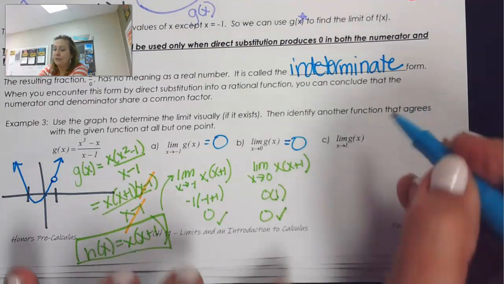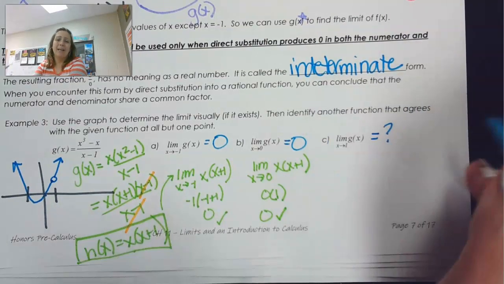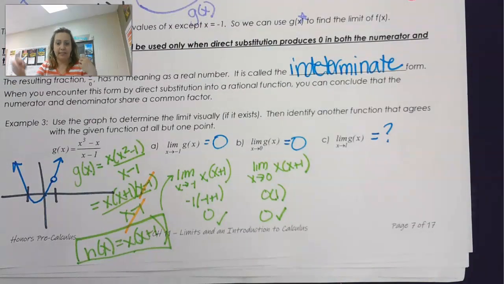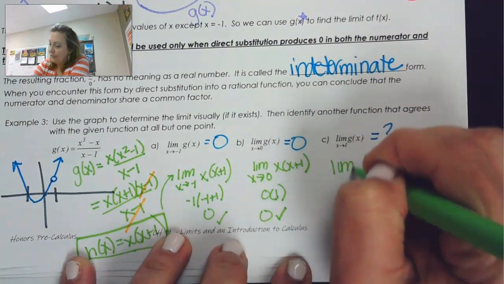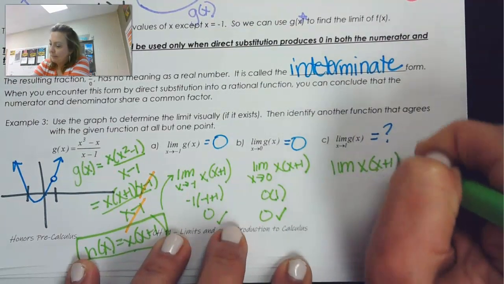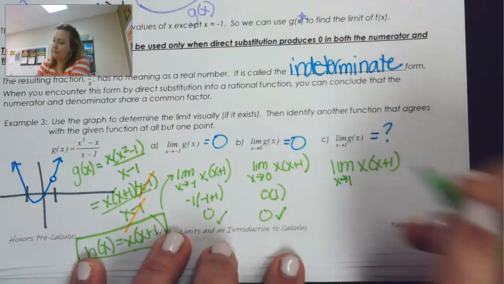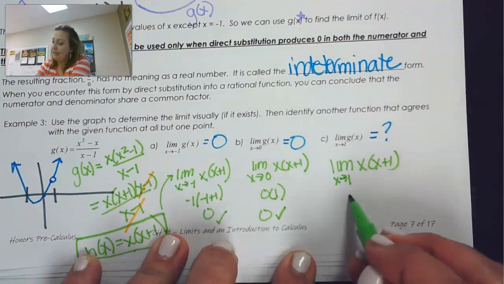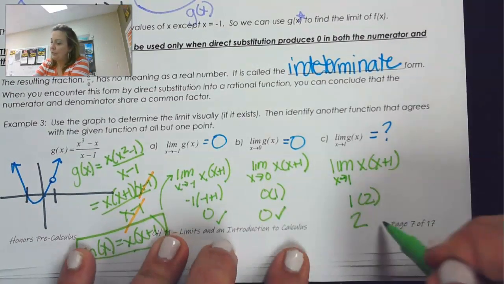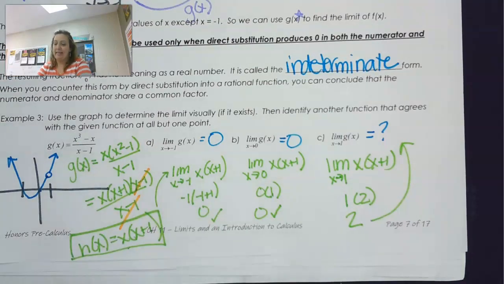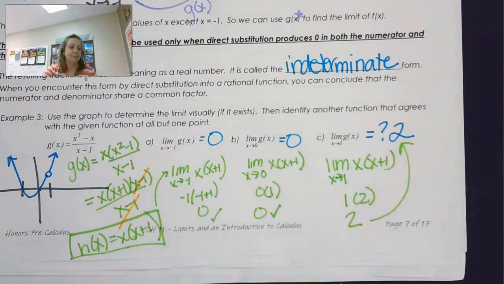And here on the graph, it's just kind of hard for us to see. Again, we could have traced like we did on the graph. It looked like it was close to 2. So instead of doing that, what we could do is take the limit of x times (x plus 1) as x approaches 1, and then substitute that in. That would give me 1 times (1 plus 1), which is 2. So what that tells me is that graphically, there's going to be a hole there at (1, 2). Okay?